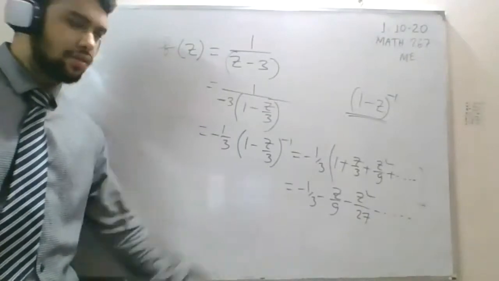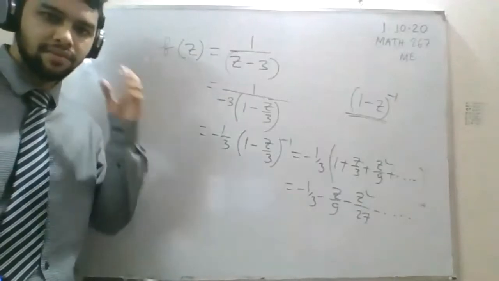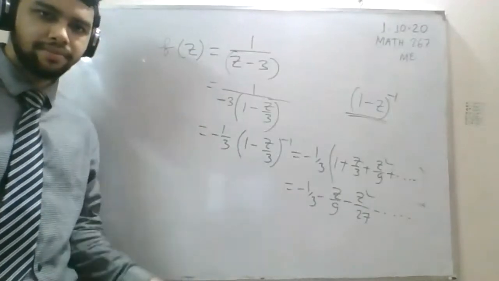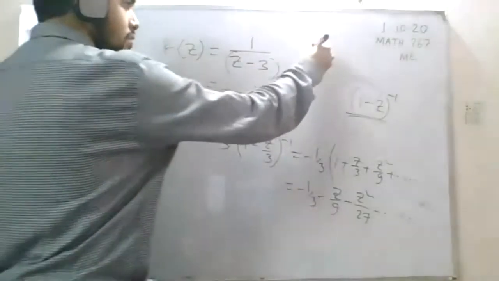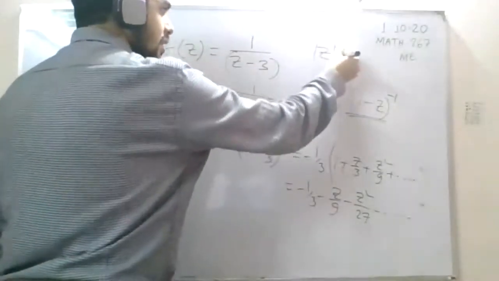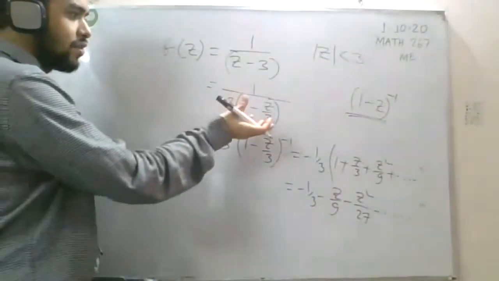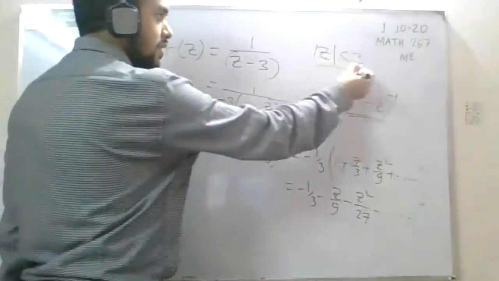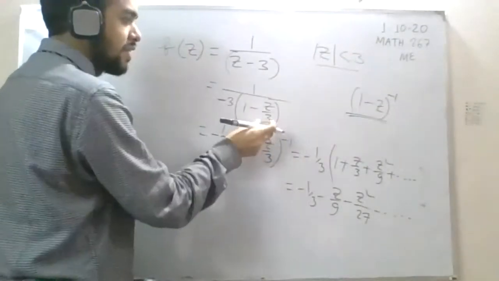Okay. Did everyone understand this? Do you have any problem here? Yes. And so this is for the region modulus of z less than 3. So just you have to make it in this way, where the condition is z by 3. You have to make it z by 3.